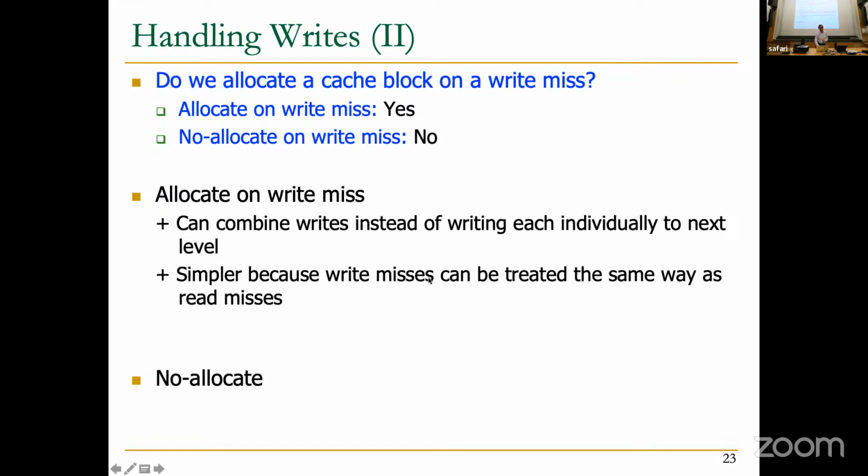And this is also simpler because write misses can be treated the same way as read misses, assuming that you're also allocating a block into the cache whenever you miss on a read request, like a load request, as opposed to a store. Okay, the downside is it requires a transfer of the whole cache block to the cache if you actually want to allocate on a write miss.